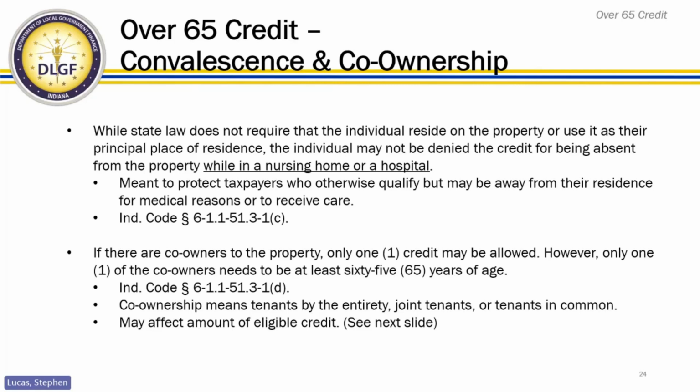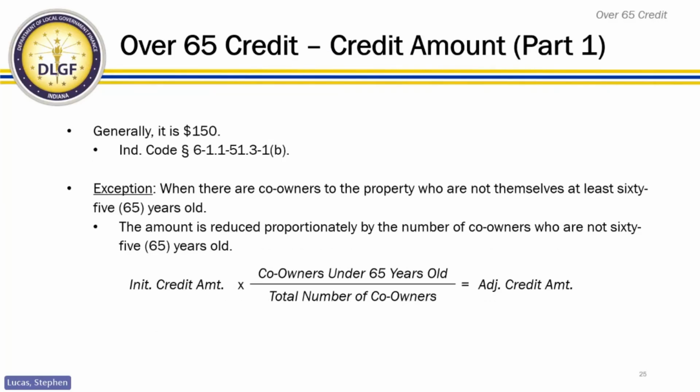I will also note here that if there are co-owners to the property that this credit would apply to, there is only one credit allowed. And in the case where there are multiple co-owners, but not all of them are over the age of 65, there is a reduction to the amount of the credit. And here on the next slide, we show you how that is calculated.